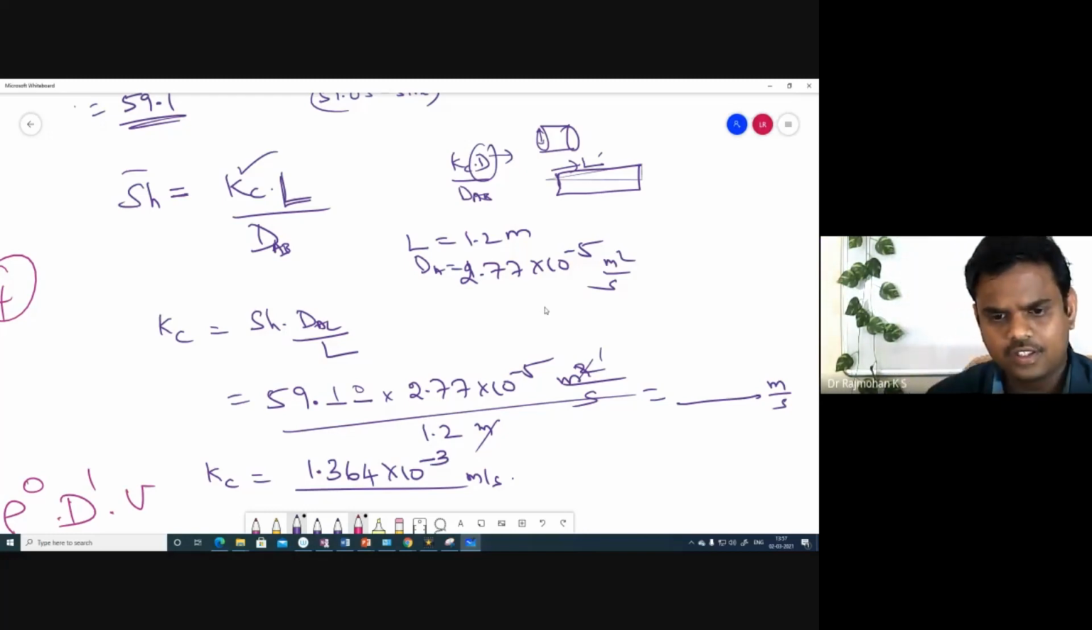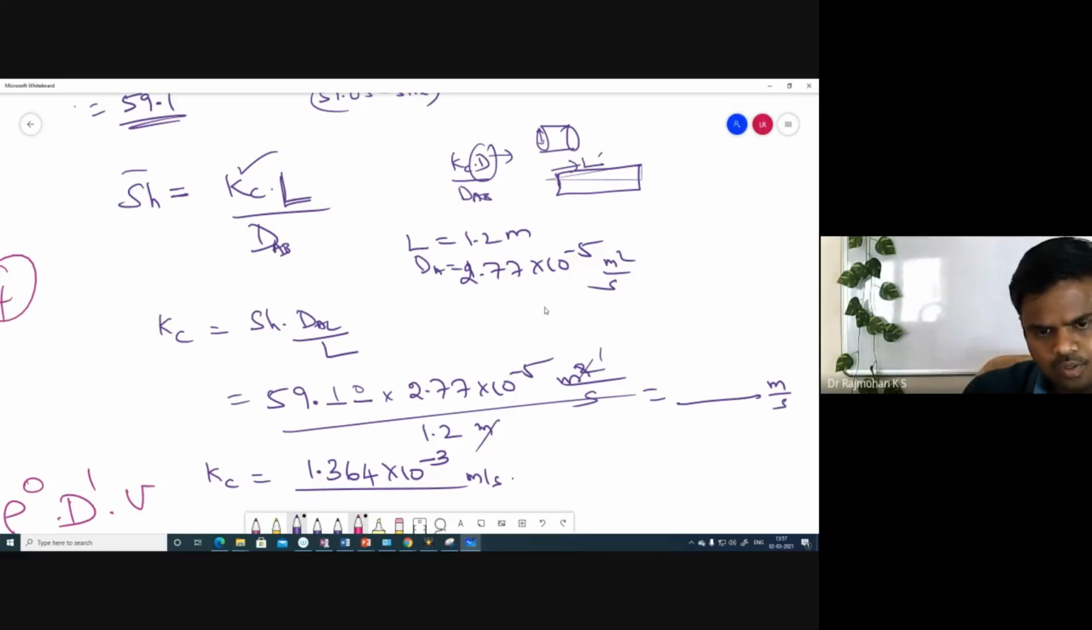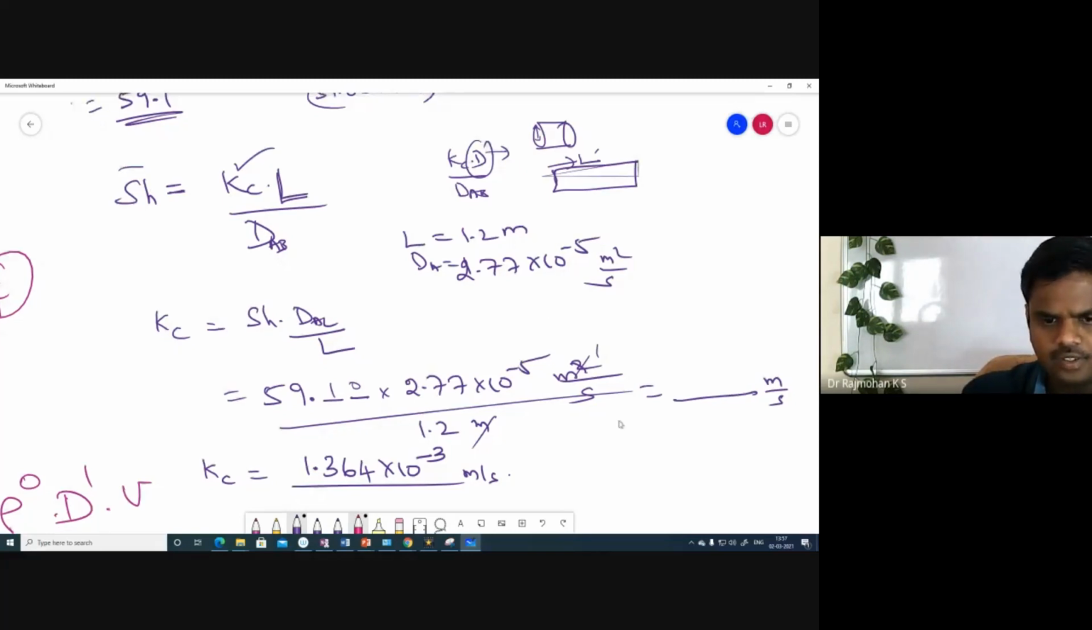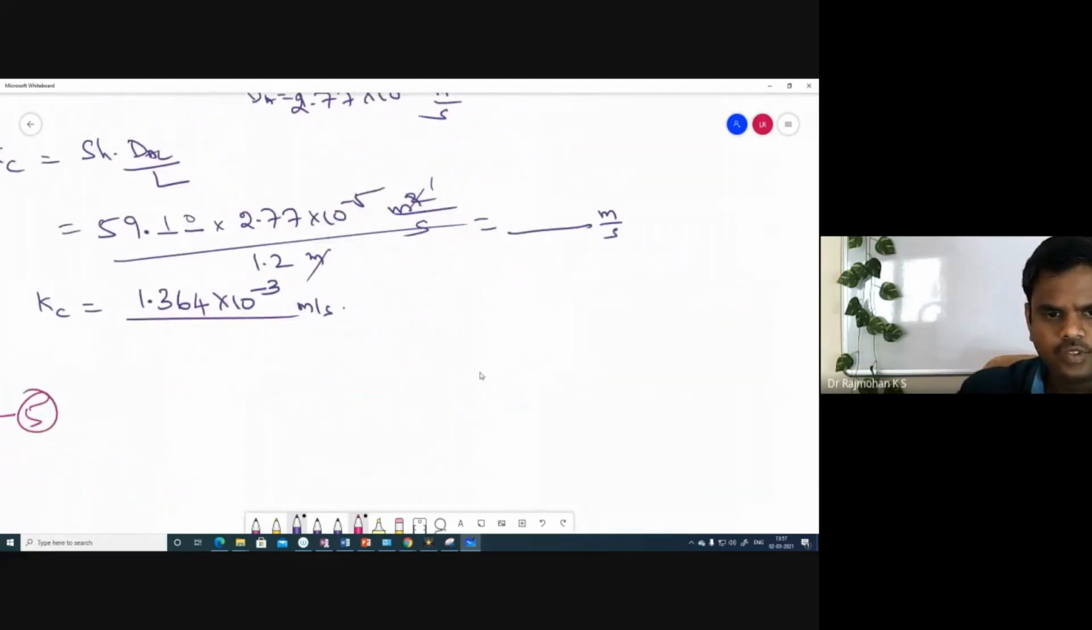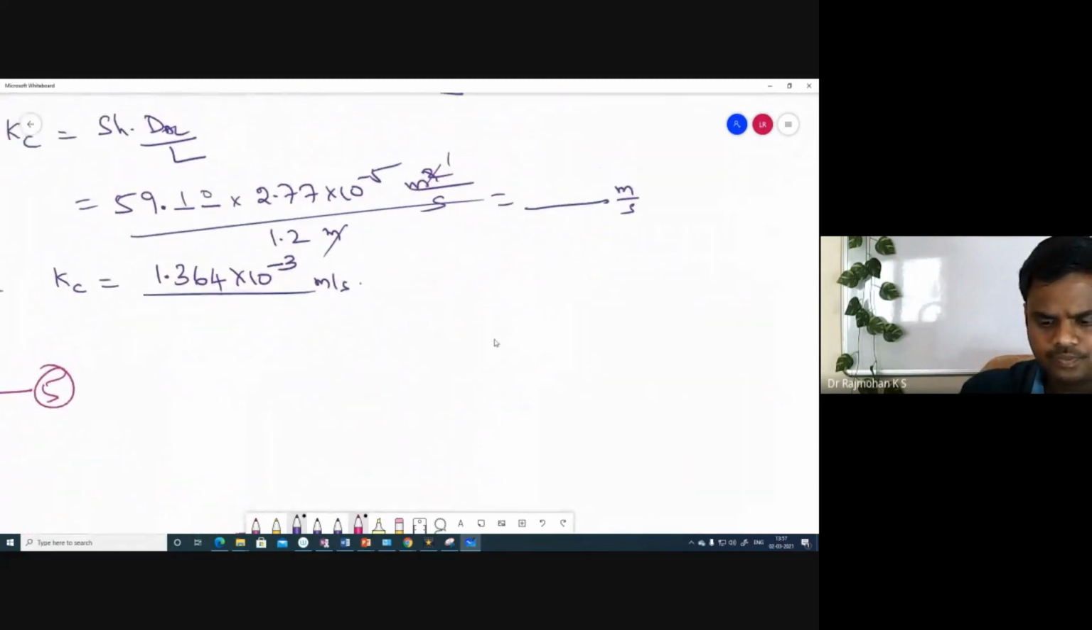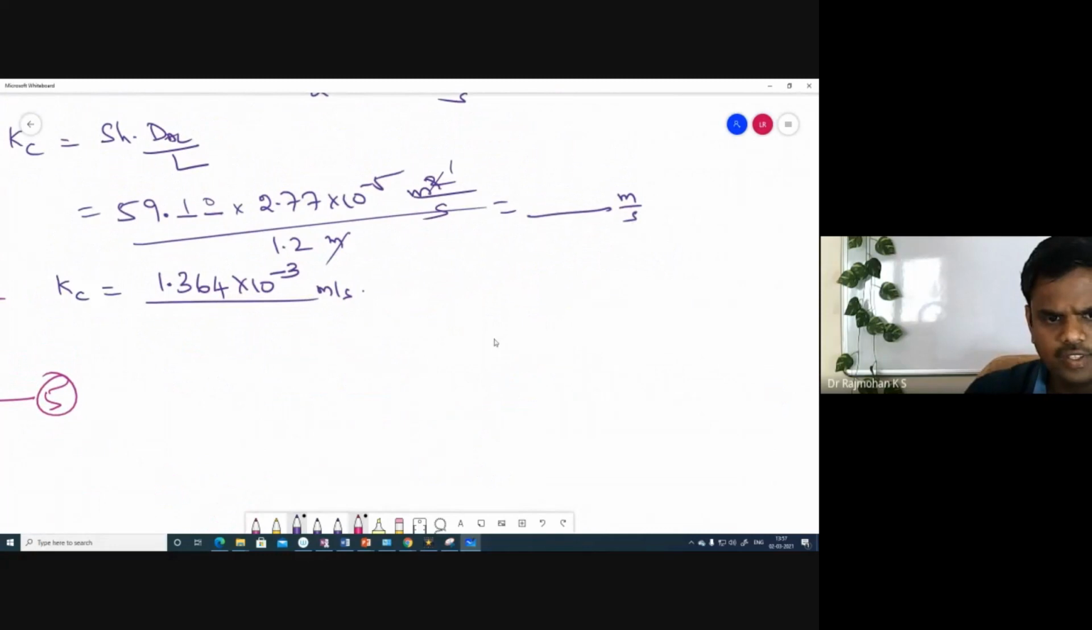Okay, that is almost 1 mm per second, right? So you will be getting around 1.2 to 1.4 mm per second. That's the Kc value. So once we have the Kc value, we can find the flux. Now we have Na is equal to Kc into Ca surface minus Ca infinity, right, across the small thickness.